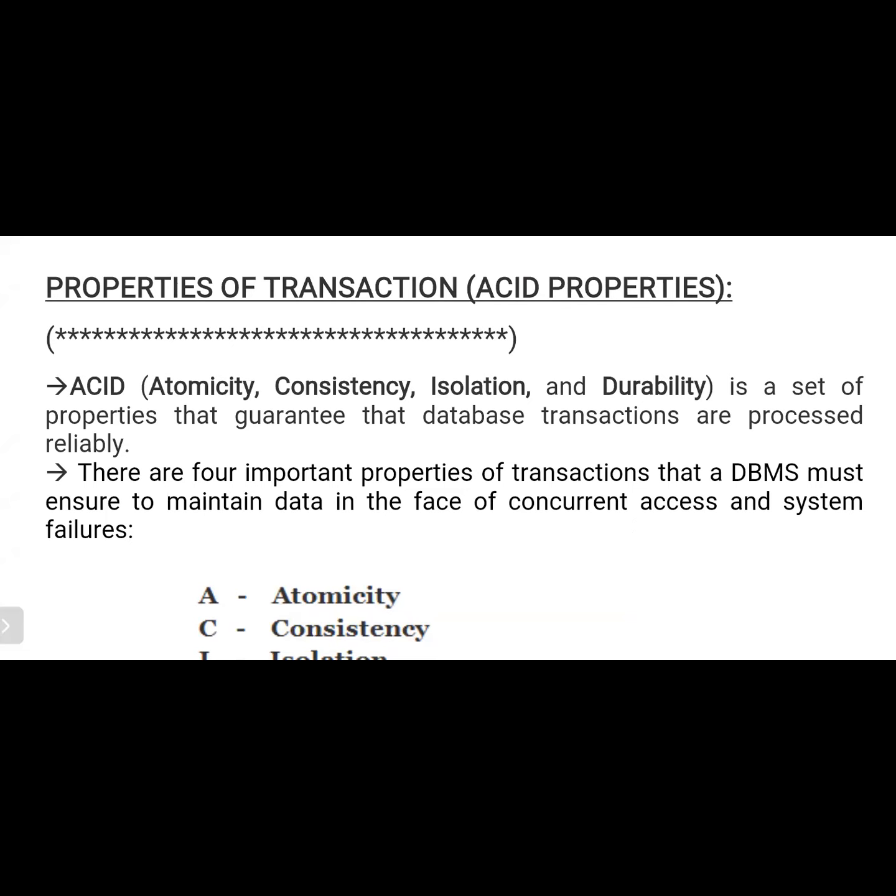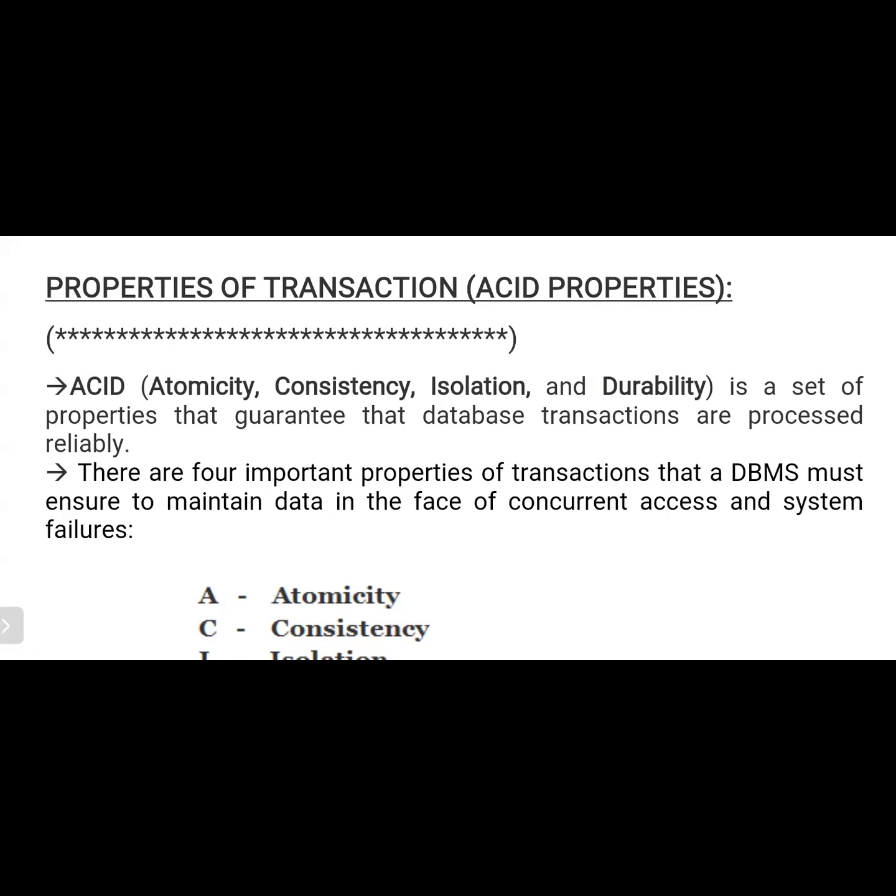What is the meaning of consistency? Here we consider only correct values, not estimated values. Another property is isolation. Isolation means we separate one transaction from another transaction. Why? Because if you do not separate the transactions, in some situations more than one transaction operates on the same data item. At that time there may be chances of conflicts between them. Those types of conflicts do not occur when we separate the execution of one transaction from another.